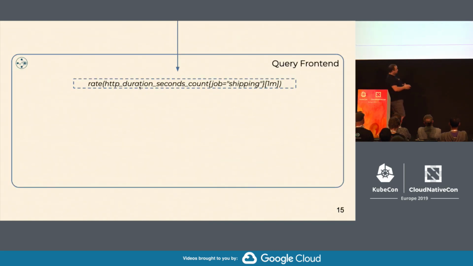So what is the query front end? What does it do? So you get a query. This is the same query we had earlier because consistency is good. And first, eventual consistency. No, fully consistent.